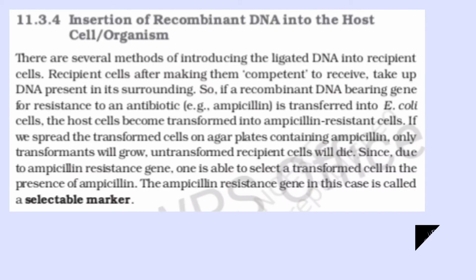coli cells, the host cells become transformed into ampicillin resistant cells. If we spread the transformed cells on agar plates containing ampicillin, only transformants will grow. Untransformed recipient cells will die. Due to the ampicillin resistance gene, one is able to select a transformed cell in the presence of ampicillin. The ampicillin resistance gene in this case is called a selectable marker.